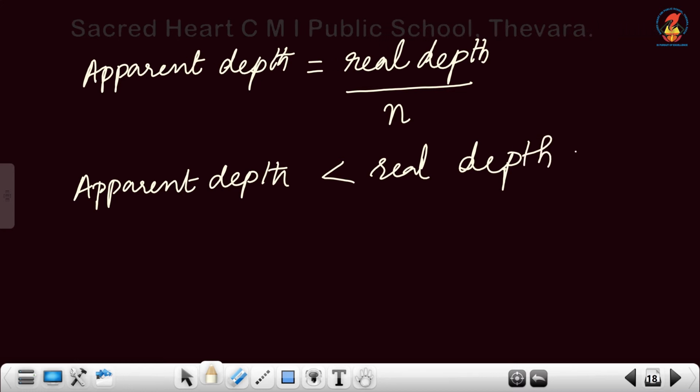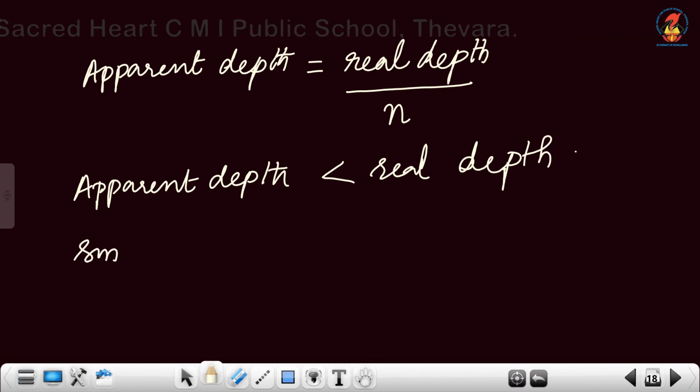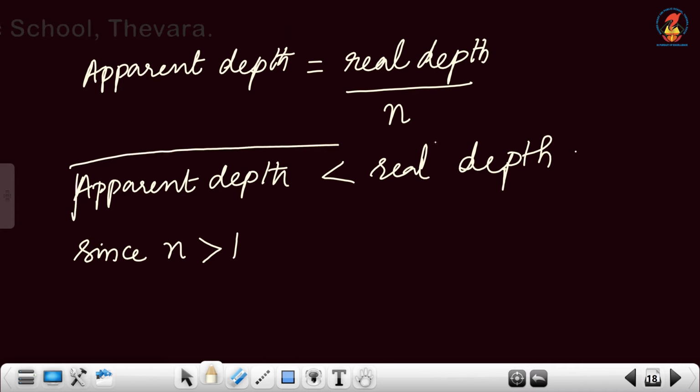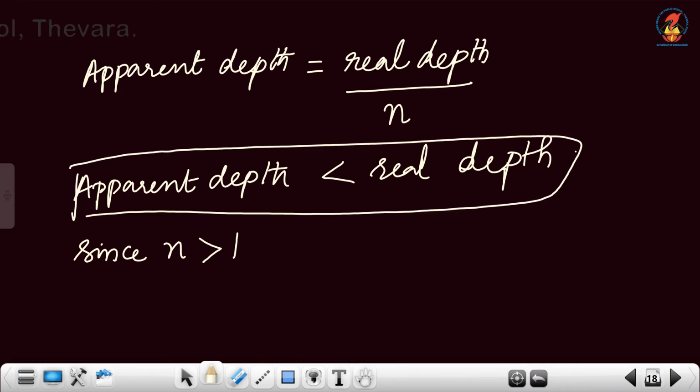Why? Because since the refractive index value will be greater than 1, you can say apparent depth is always less than real depth. Next, we are going to find out normal shift.